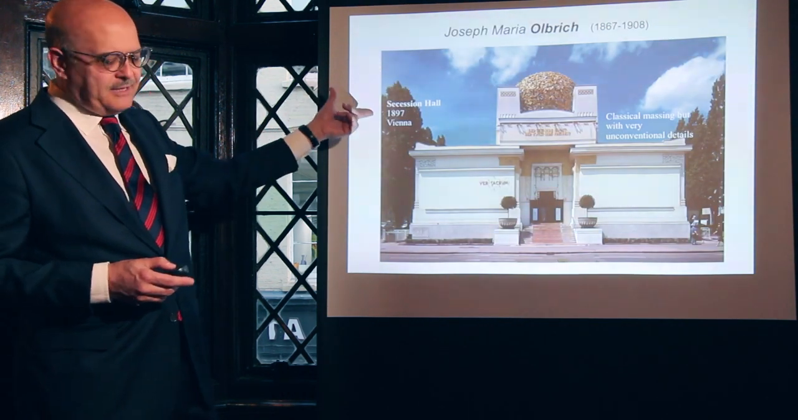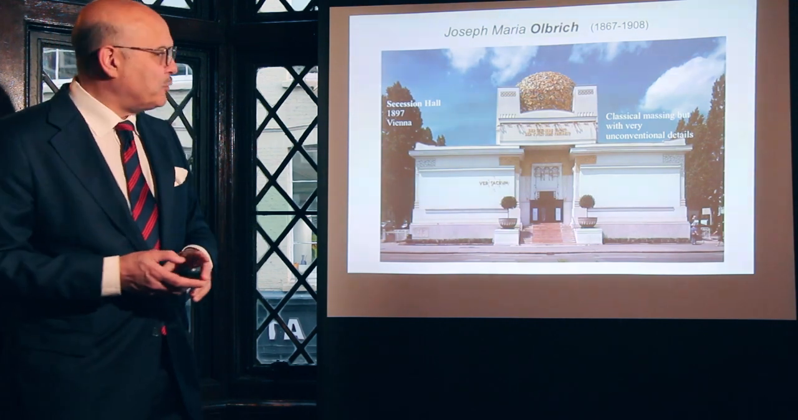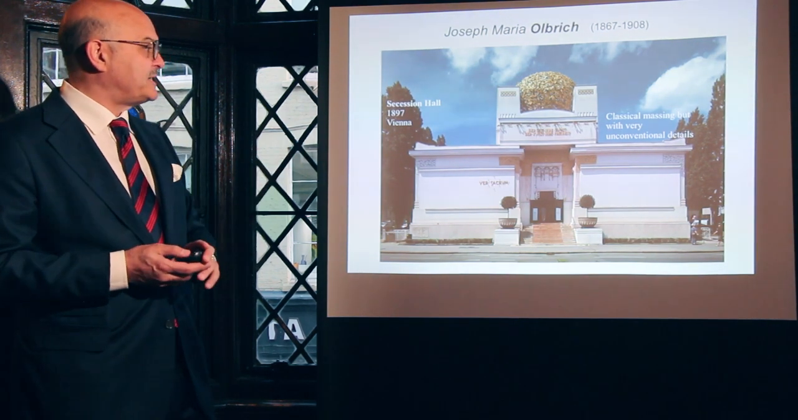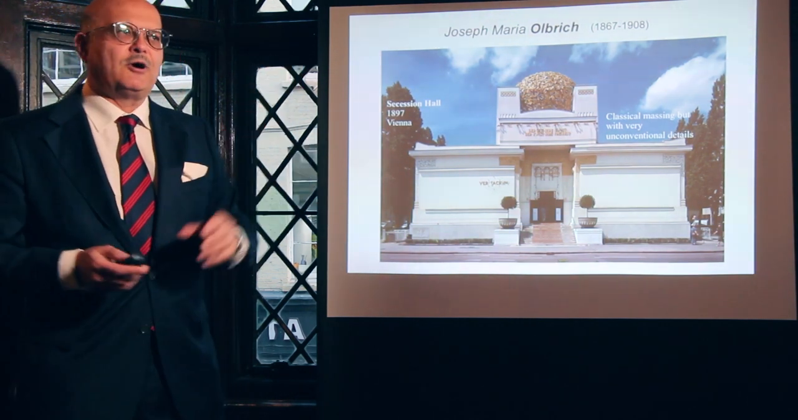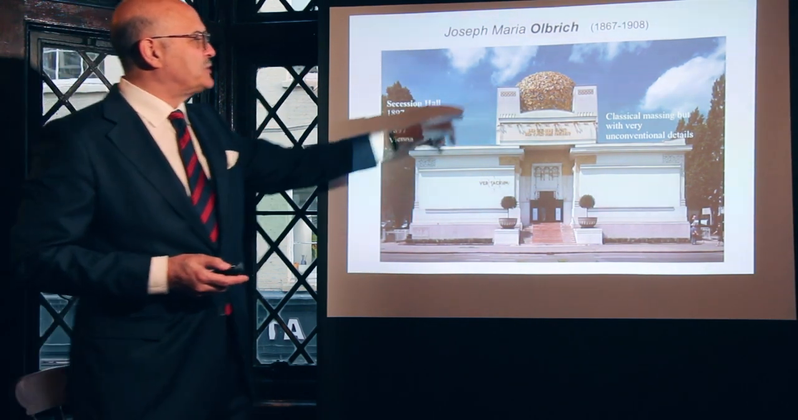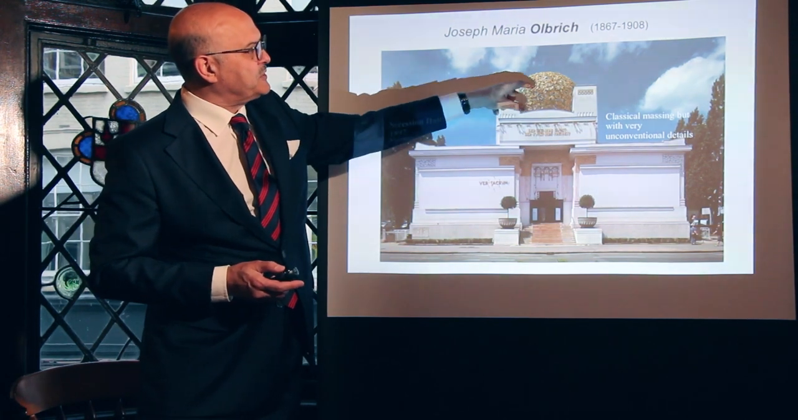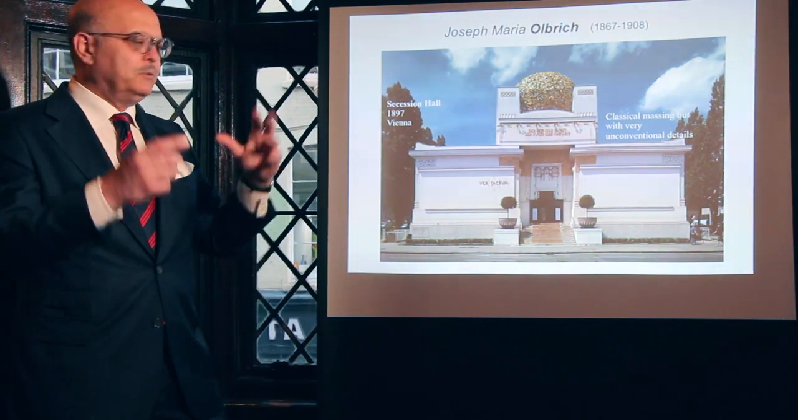Olbrich, of course, built the headquarters, the exhibition hall for the Vienna Secession, which has classical massing, but the details are completely new, including this dome, which is of pierced metal. It's not full.